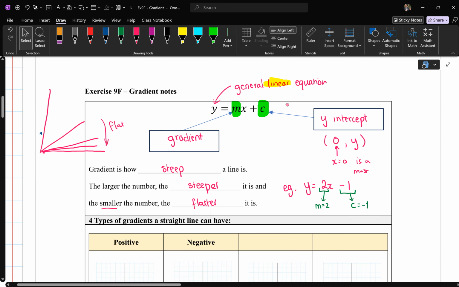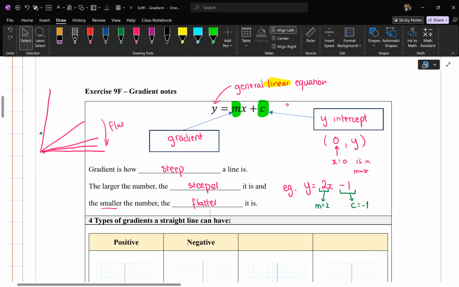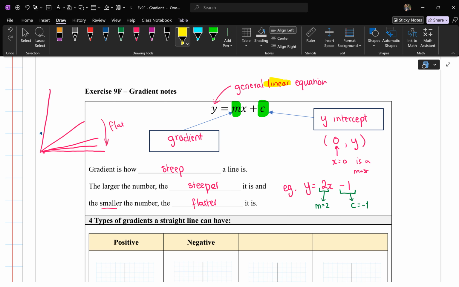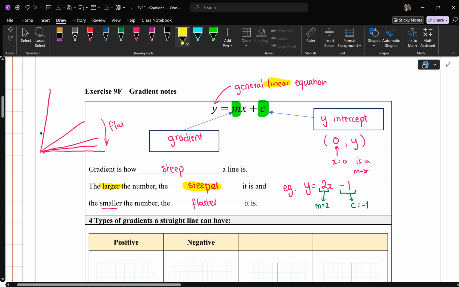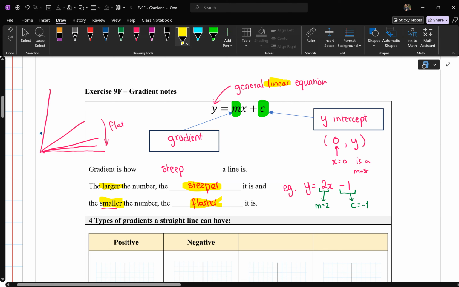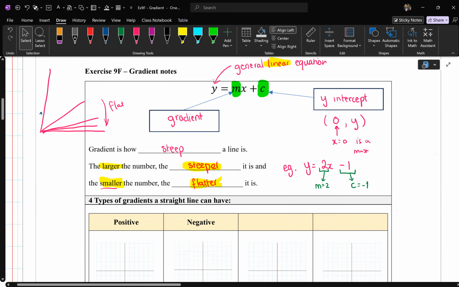So the number in front of x, m, which we call the gradient, the larger the number, the steeper it is. The smaller the number, the flatter it is. That's all you need to understand, okay? You can play around with Desmos to get the feel of that idea as well. So then you might question, well, what happens when it's negative? Well, when it's negative, it just switches the direction that it goes.